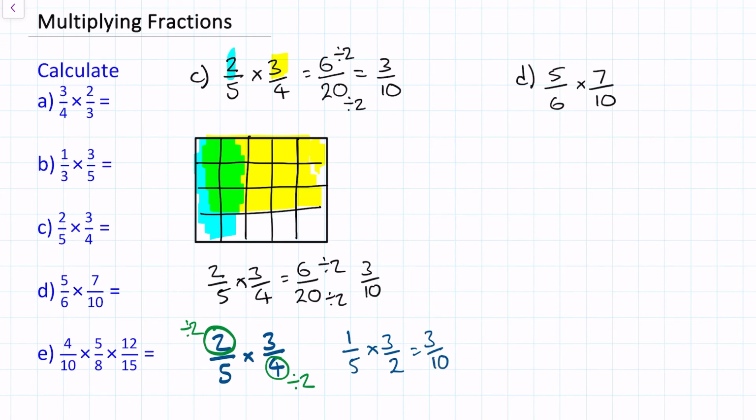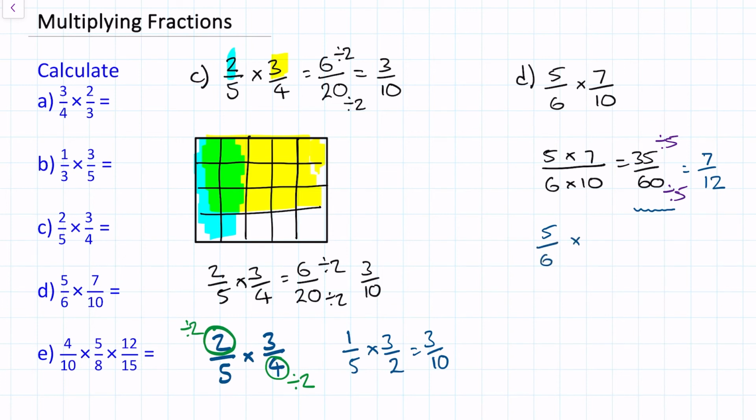Okay, for question D, so we can find the product of our numerators. So we have 5 multiplied by 7, and the product of the denominators, 6 multiplied by 10. So we have 35/60. We can simplify this fraction. We'll divide both by 5. So now we have 7/12.